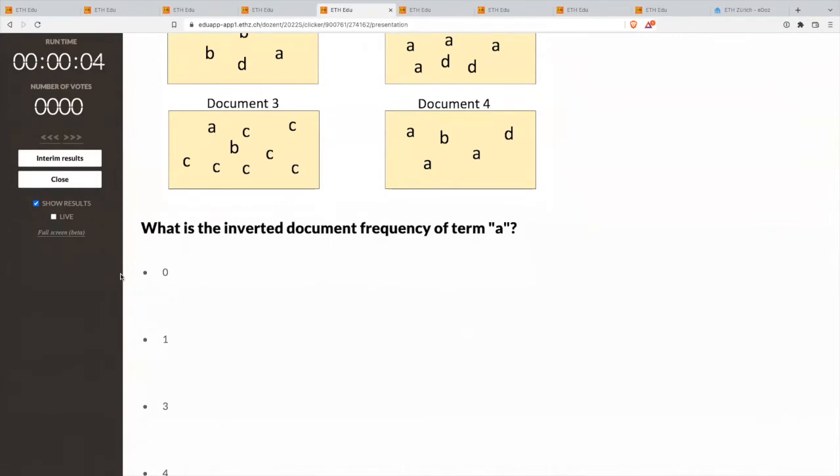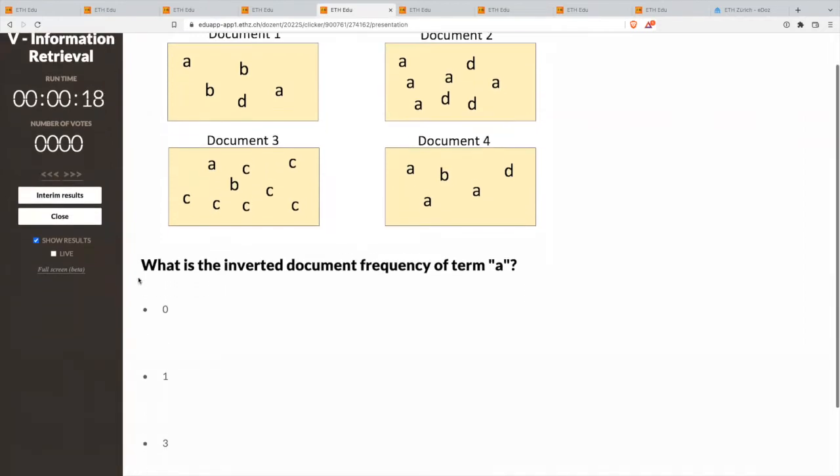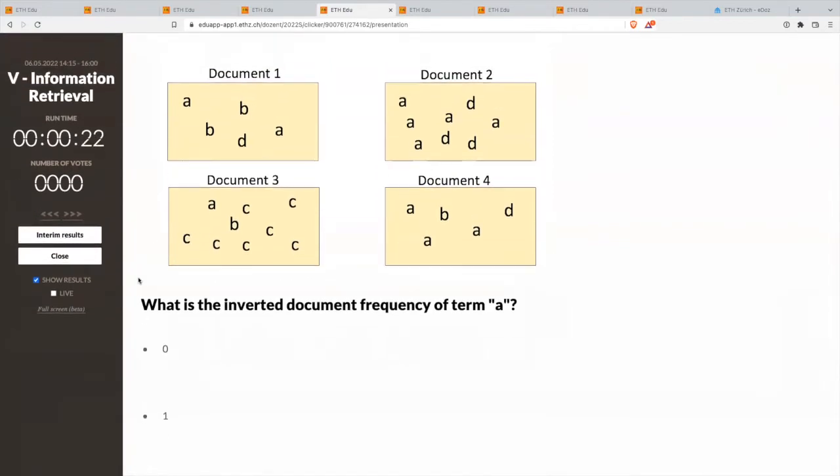And here I'm actually directly asking the inverted document frequency of term A. Notice how there's only one subscript, term A. It's not dependent on the document, right? Please use the log in base 2 to not overcomplicate things. So what is the inverted document frequency of term A here?